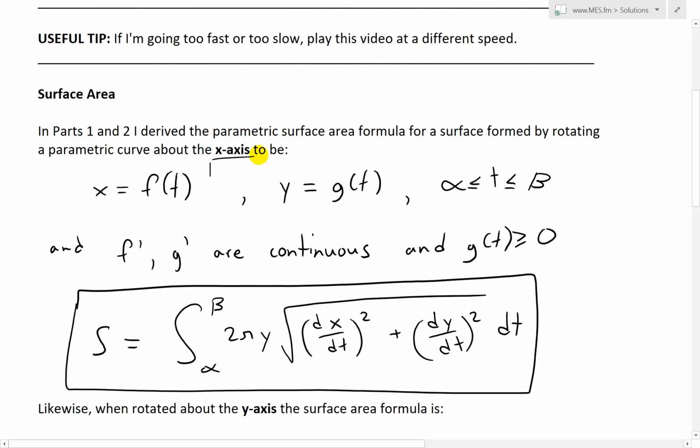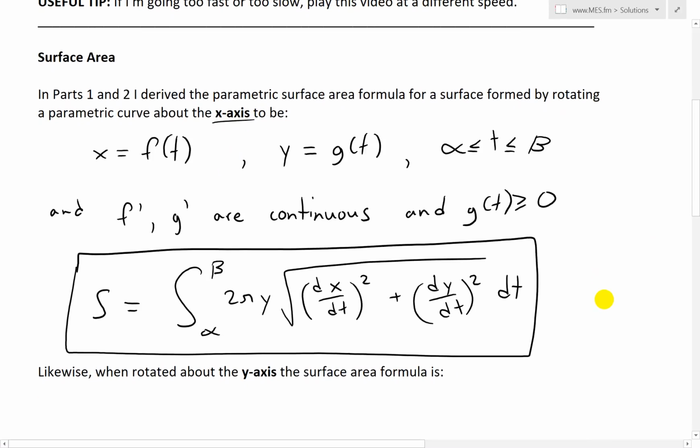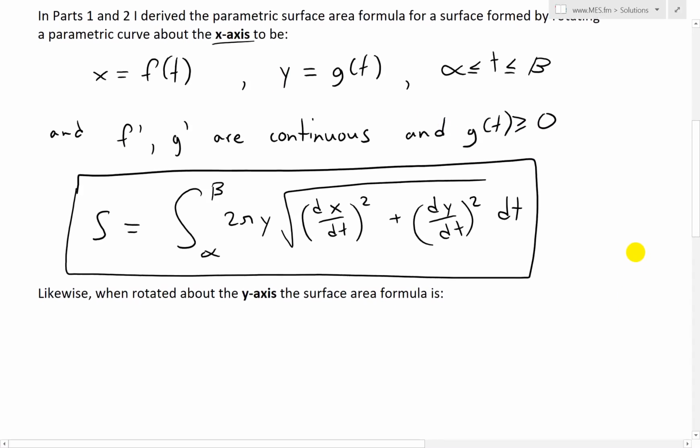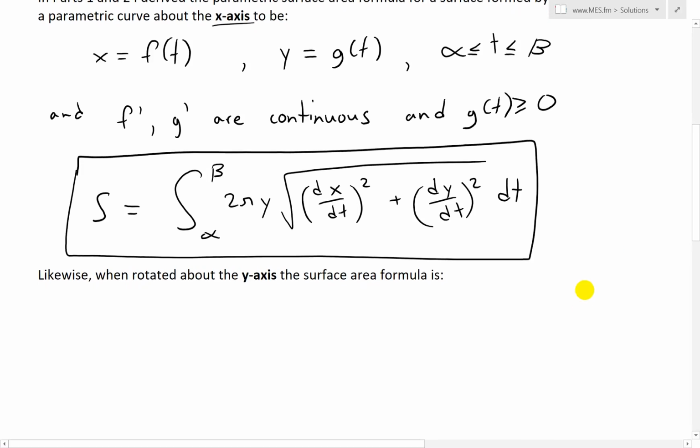The formula is S, for surface area, equals the integral from alpha to beta of 2 pi y times the square root of (dx/dt) squared plus (dy/dt) squared, all square root, dt. The conditions are that the parametric equations are x equals f of t, y equals g of t, where t, the parameter, is between alpha and beta, and the derivatives f prime and g prime are continuous, and g of t is greater than 0. That's just y, so that we can rotate it around the x-axis. So basically, y is above the x-axis.